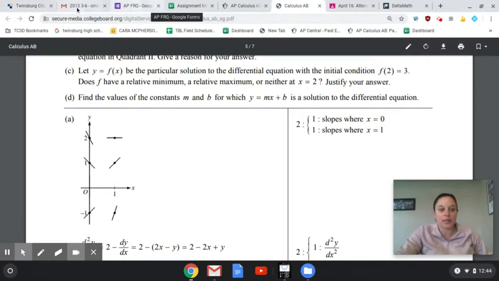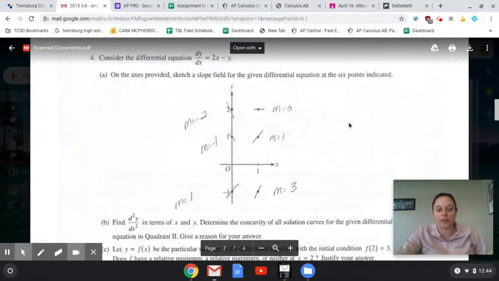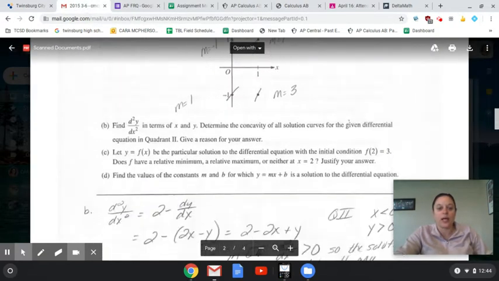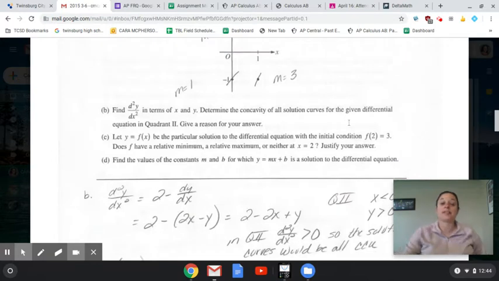Part B, now we switch gears and we're not talking really about chapter 6 stuff anymore. Part B wants you to talk about the second derivative in terms of x and y and then what that means for concavity. So the second derivative, it's an implicit question. So this would be the end of chapter 2. But then the concavity piece is chapter 3. So it combines those chapters.